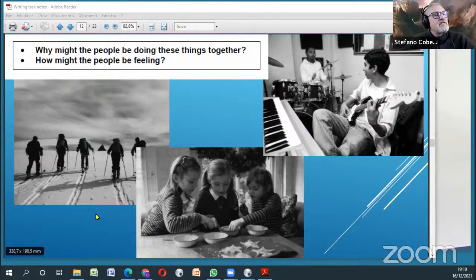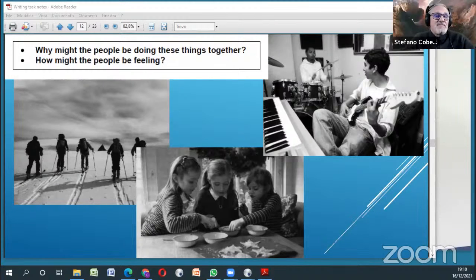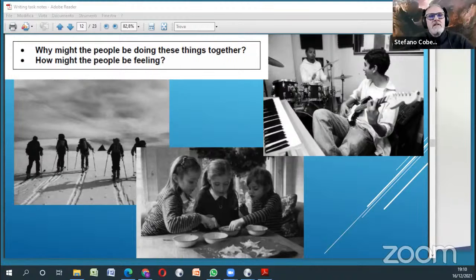Okay, so first of all, the first photo. Which two would you choose? Thank you, Gordon, for skipping me. No, I'm just picking people at random from the list. So, which two would you choose? I would choose the first one, the skiers, and the three little girls. So you choose these two. Okay. So what would you say? Why might these people be doing these things together?